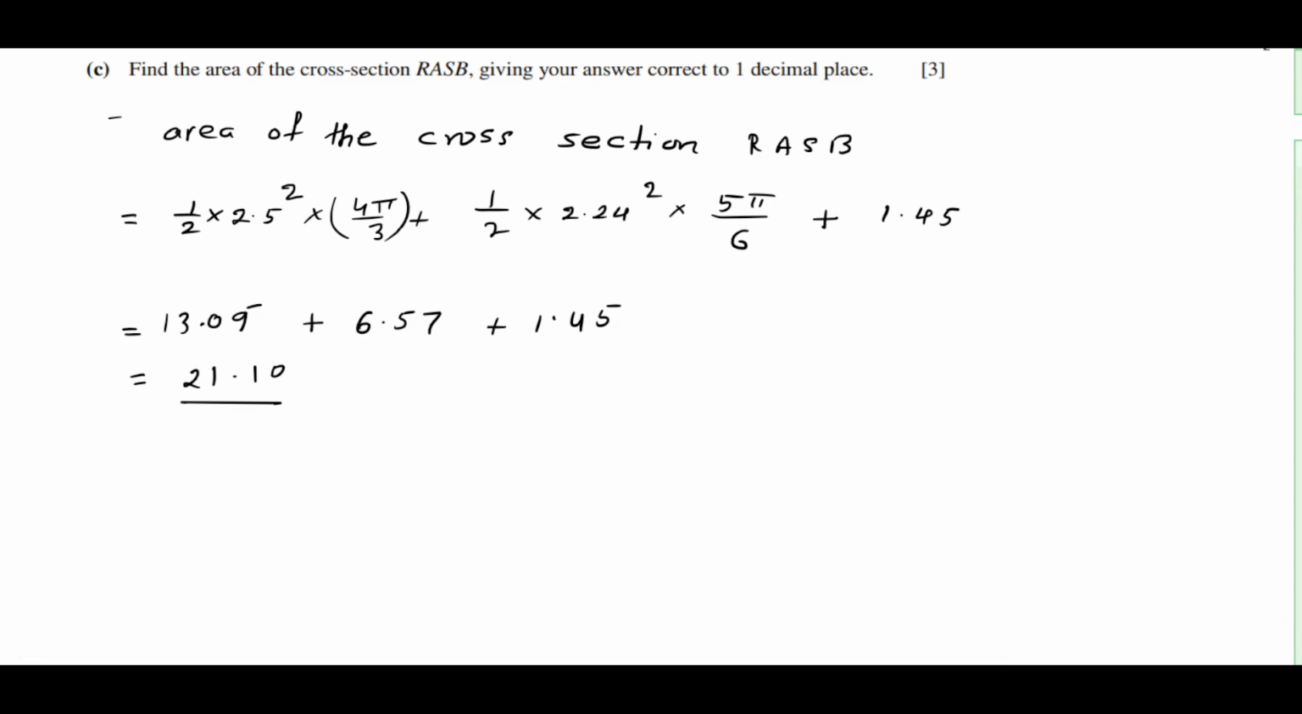Okay, so then any other question? No. Okay, so these are the three parts of the question. The question is related to circular measure, right? Okay, thank you.